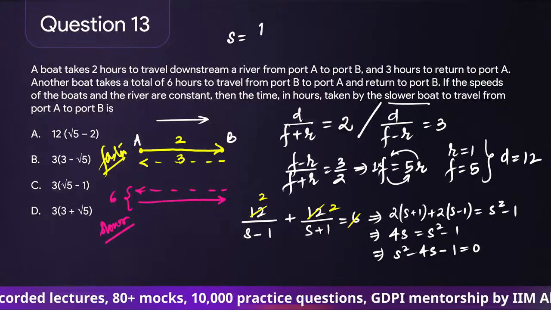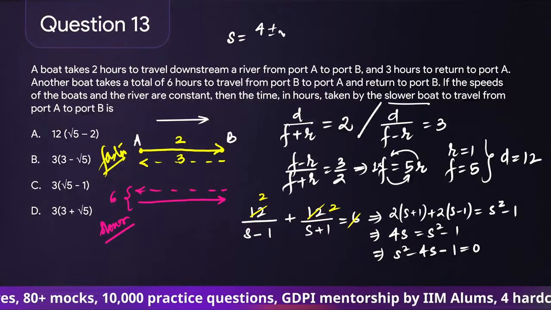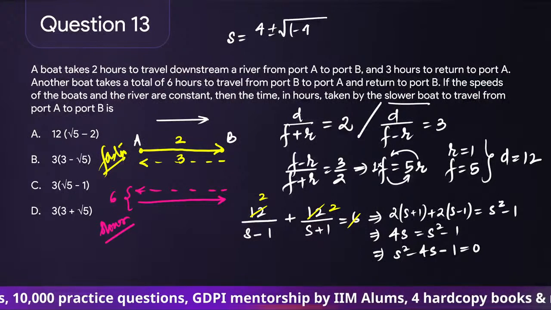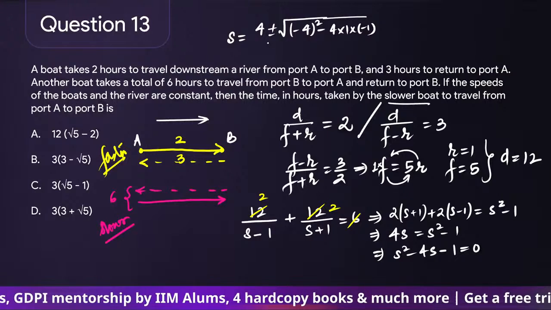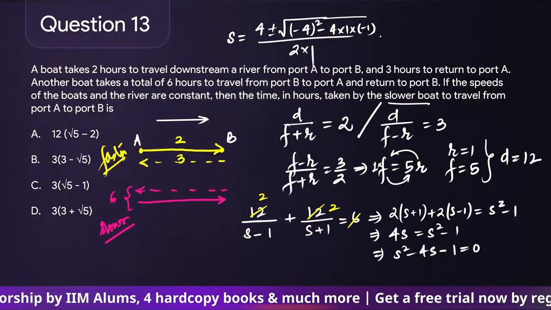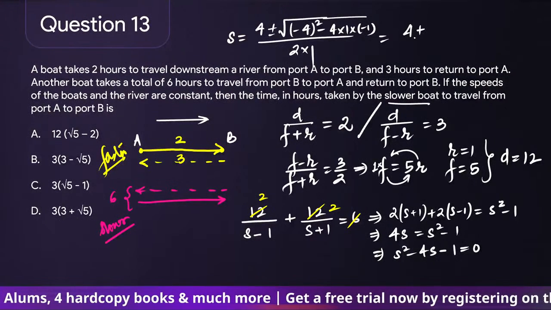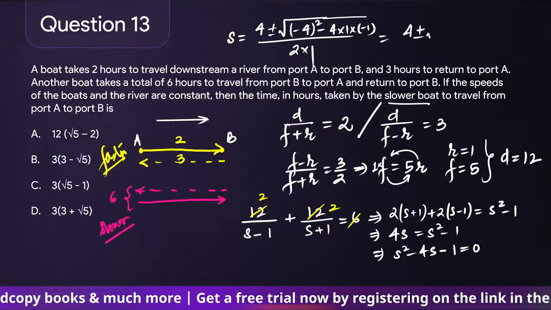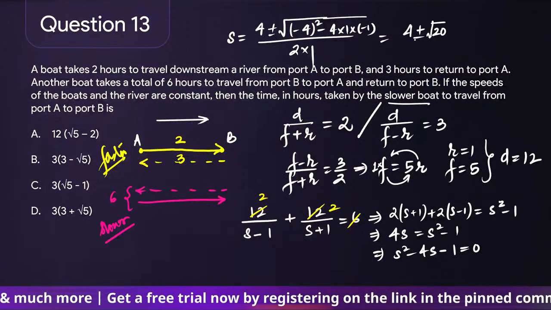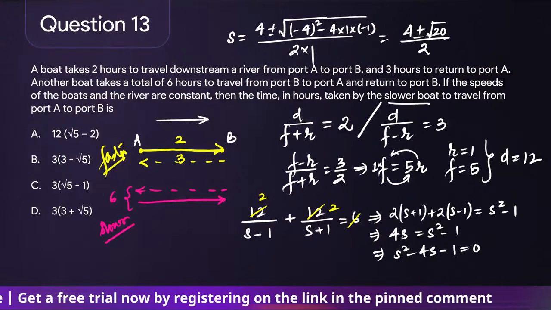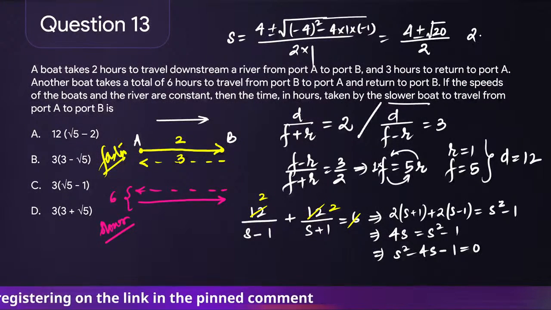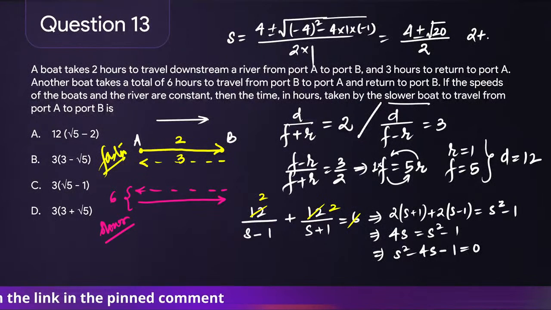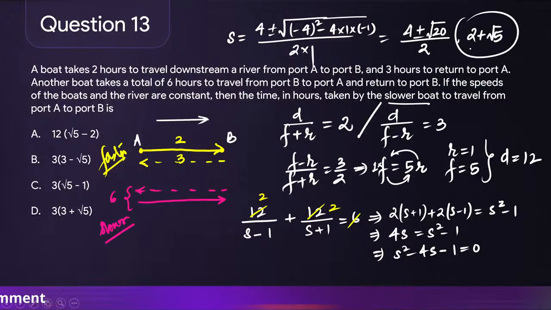as minus b plus minus under root b square minus 4ac upon 2a. So this results in 4 plus minus 16 plus 4, that is 20 upon 2. 4 minus root 20 negative होगा. So the only thing that we can do is we can take this as 2 plus root 5. So this is the only value of speed.